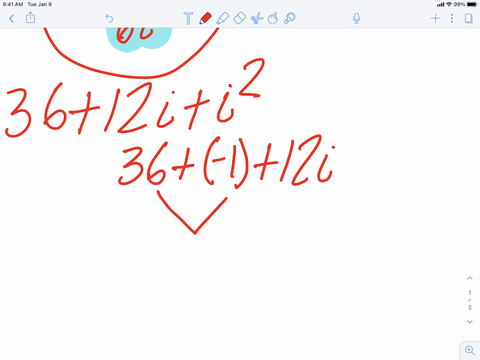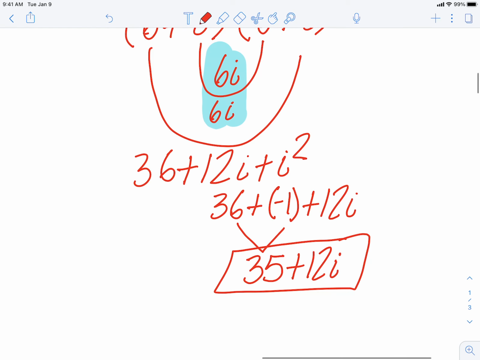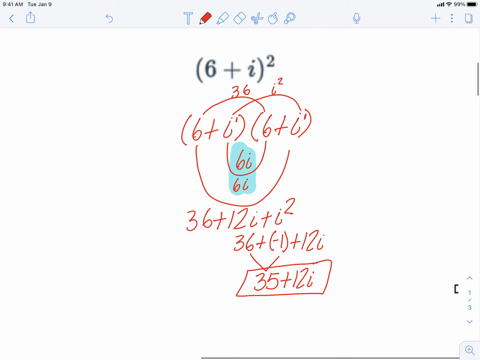I'm going to combine these two. A 36 and a -1 are not the same signs. So 36 minus 1 is 35. And I just bring down my 12i. And that right there, kiddos, is my solution. There will definitely be a problem just like this, multiplying complex numbers, in your quiz.